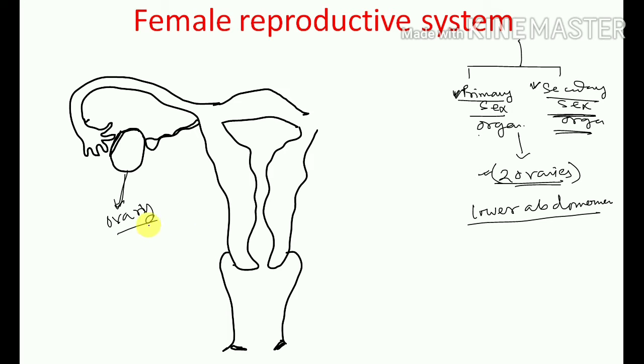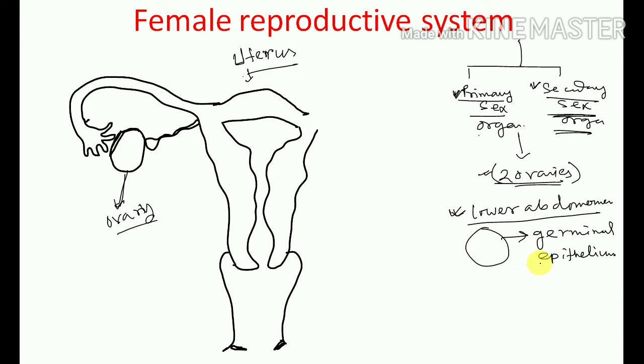There are two ovaries, located on either side of the uterus. This is the uterus, and the ovary is located in the lower abdomen region. The ovary is surrounded by the germinal epithelium layer, and there is another layer, the tunica albuginea, and then there is a stroma.